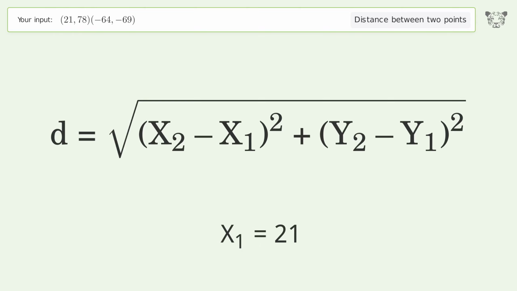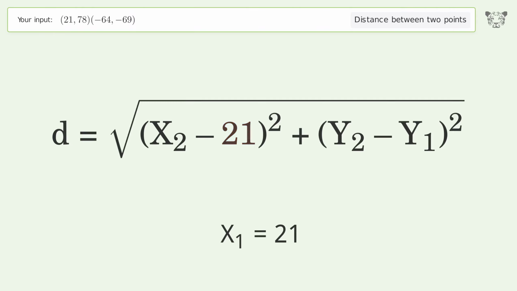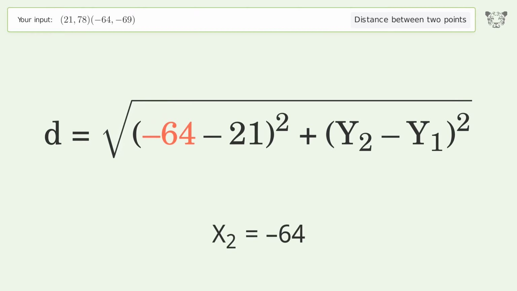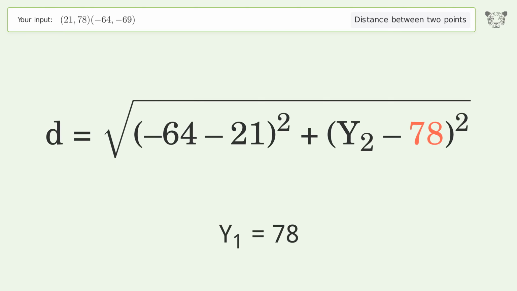x1 equals 21. x2 equals negative 64. y1 equals 78. y2 equals negative 69.